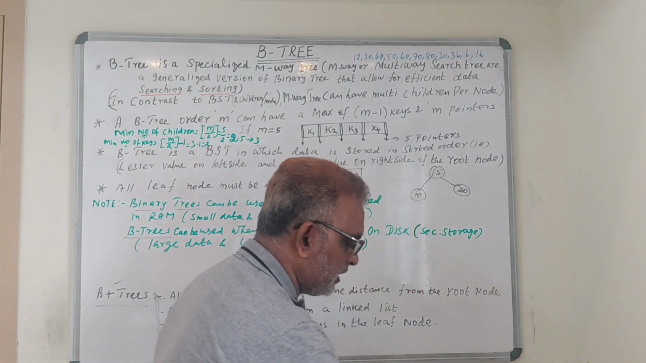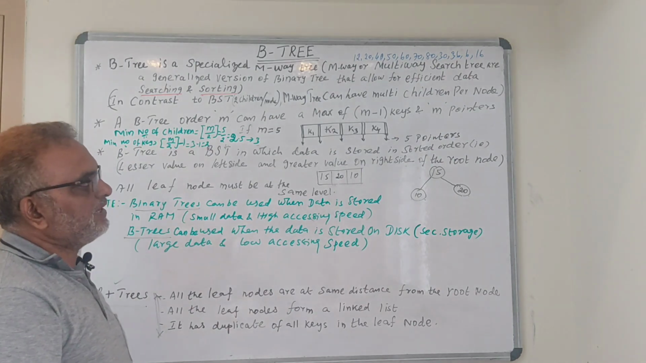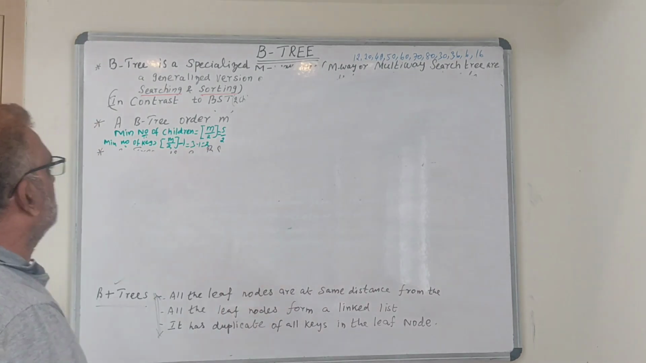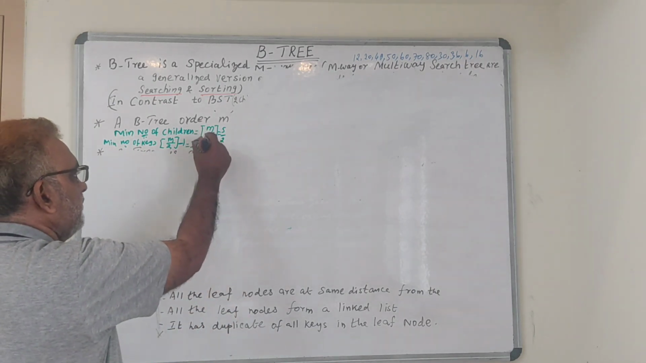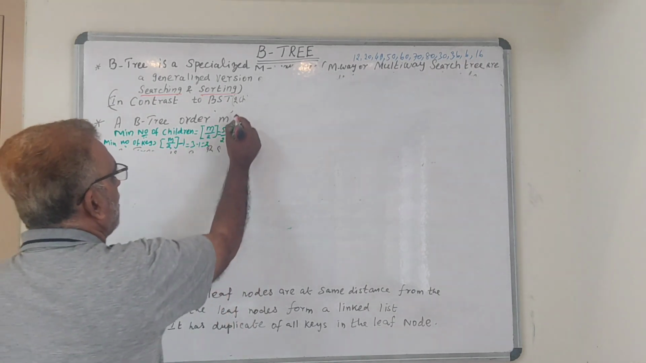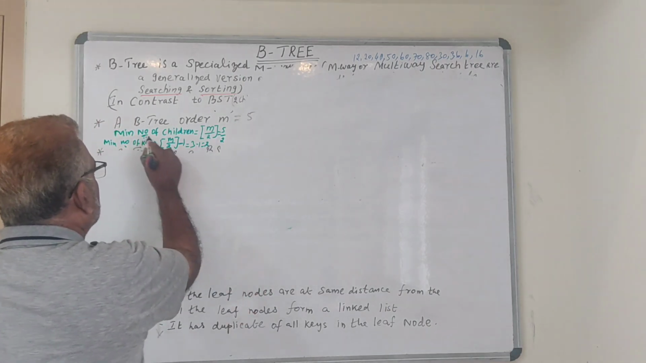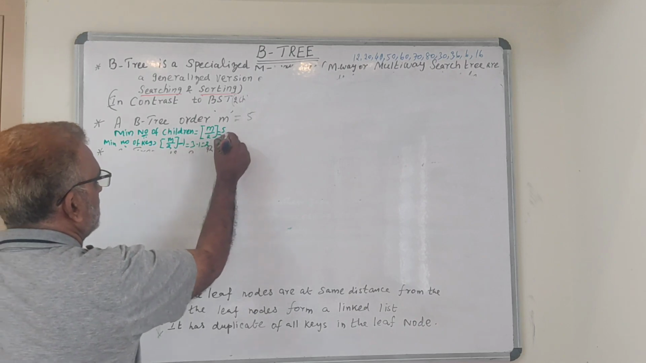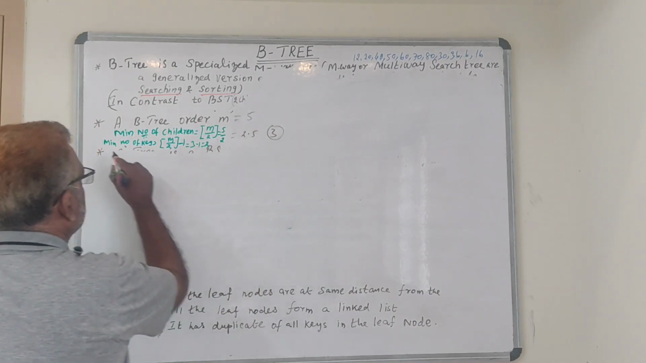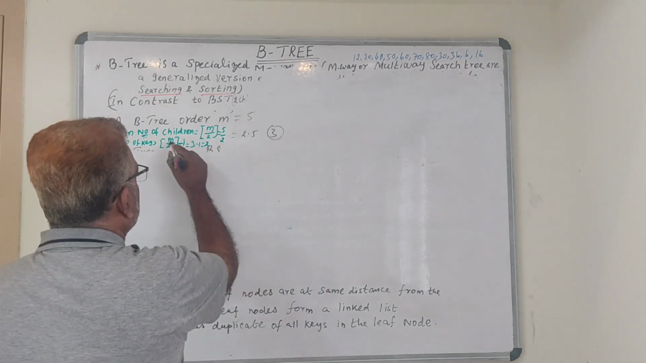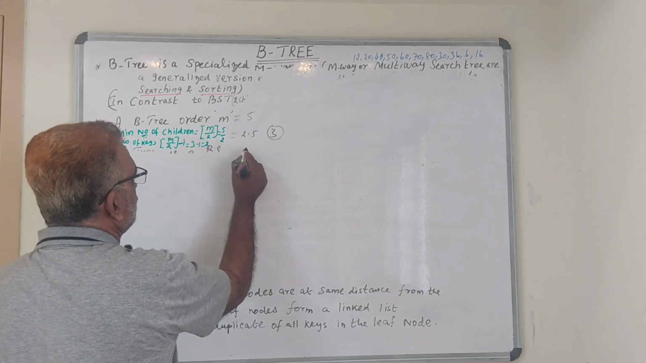Now I move on to how to create a B tree for a given set of data. For the minimum number of children, it is m by 2. For example, if your order is 5, the minimum number of children is m by 2, that is 5 by 2, which is 2.5, that is 3. Similarly, the minimum number of keys is the minimum number of children minus 1, that is 3 minus 1, which is 2.